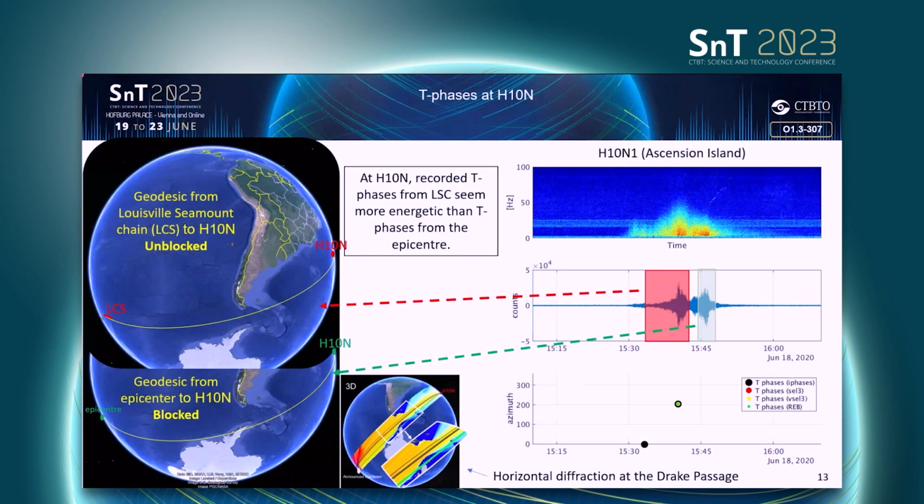So it's blocked, but this numerical simulation here on the bottom shows that it can go around and diffract around the Antarctica Peninsula and reach our station. However, because of all these changes, it will lose energy. And here we have the signal, okay, at H10, where you can see again the red part is coming from the earlier arrivals from the event, and the green part, the main arrivals triggered by the epicenter.